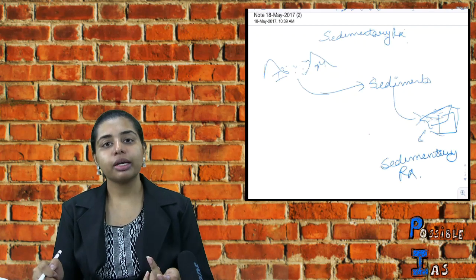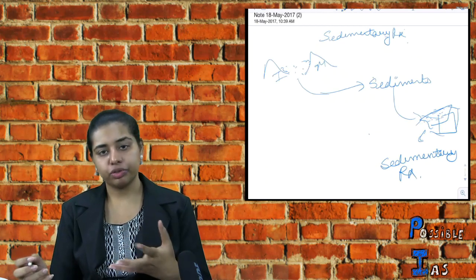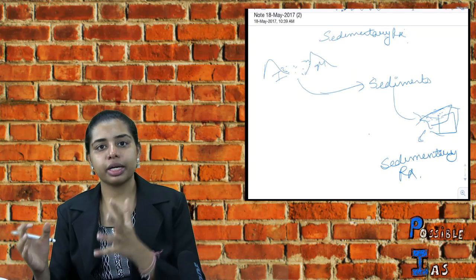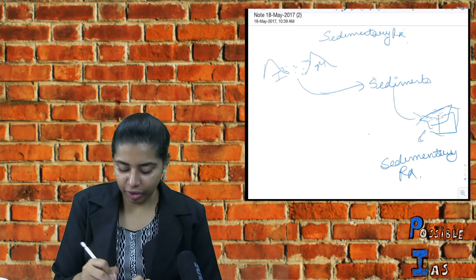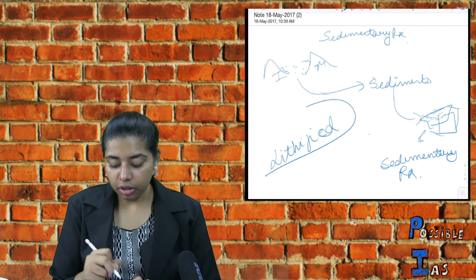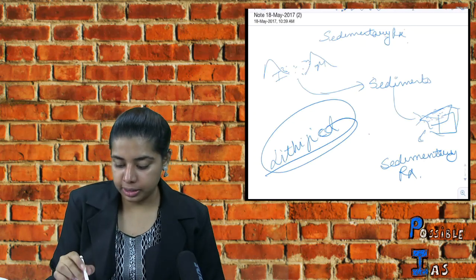Then next come sedimentary rocks. When igneous, metamorphic and other sedimentary rocks break, they form fine particles which are known as sediments. These sediments get deposited and then they get lithified. Lithification is the process of formation of rocks. So they get lithified and form rocks known as sedimentary rocks.